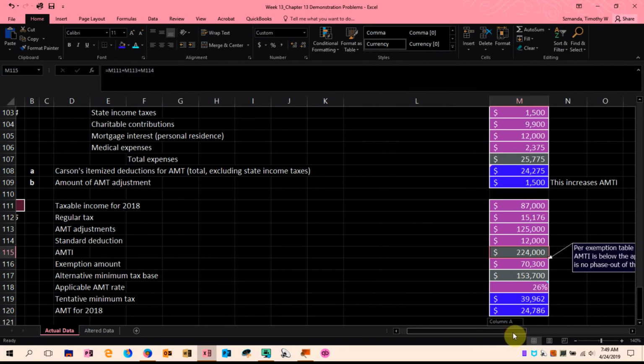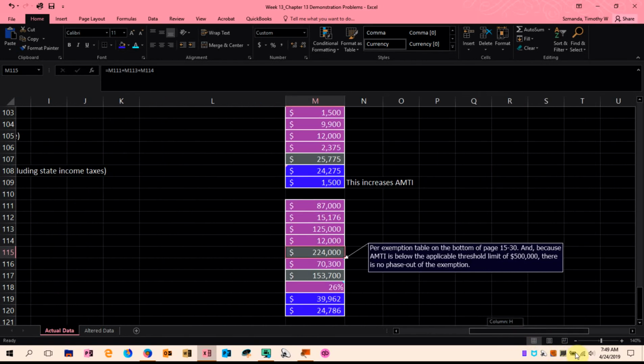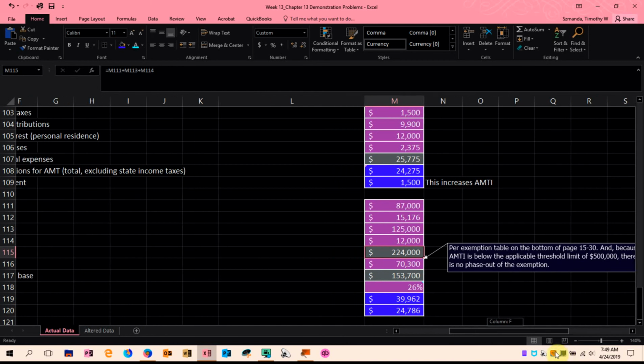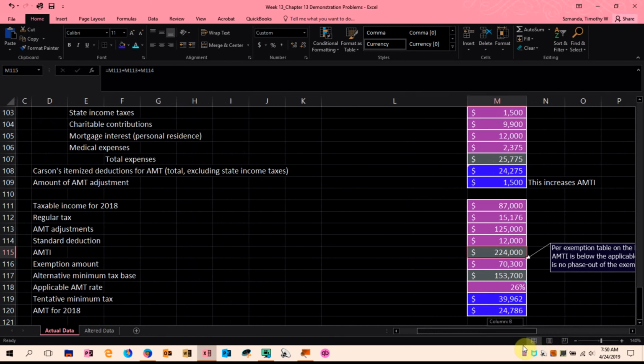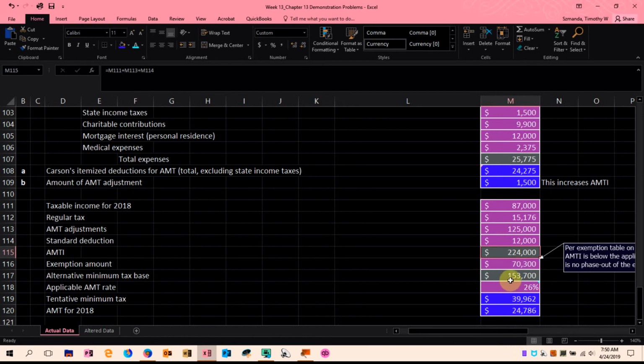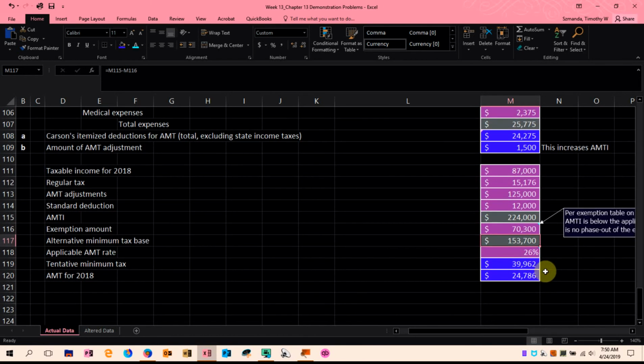Exemption amount, this amount is given to us in the table on page 1530. And this taxpayer qualifies for $70,300. That's just given in the table. There's no calculation there. Now I need to determine the alternative minimum tax base. That's the next step after deducting the exemption from the AMTI. That is $224,000 AMTI minus the full exemption amount of $70,300 gives the alternative minimum tax base of $153,700.